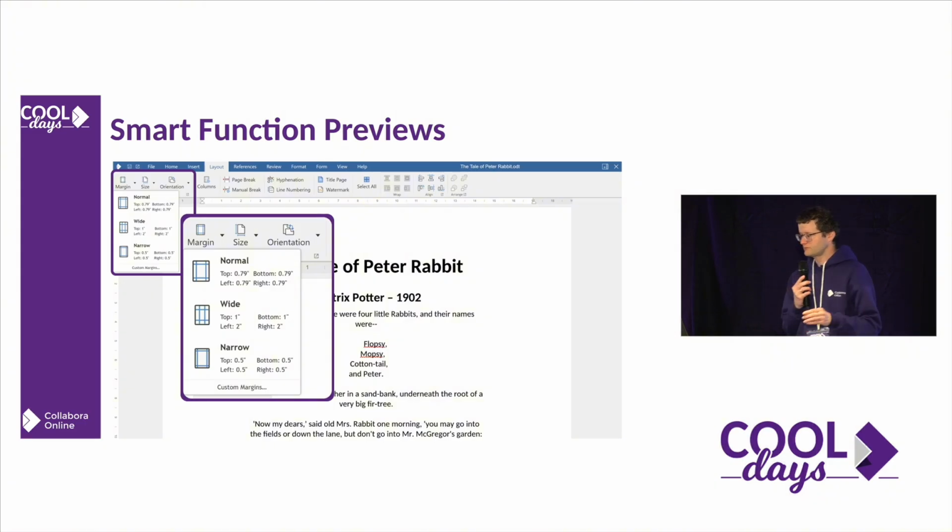Then also an improvement from last year is that inside the tab view, many widgets have a drop down, and then you can have the most frequently used values for that, let's say margins or page size or something like that, without opening the full dialog.